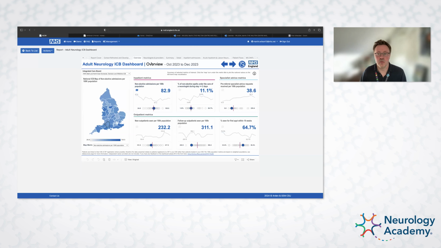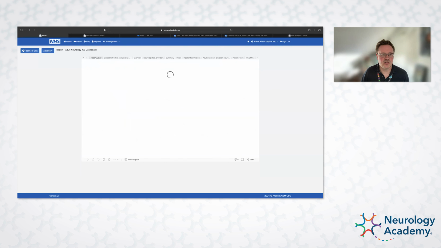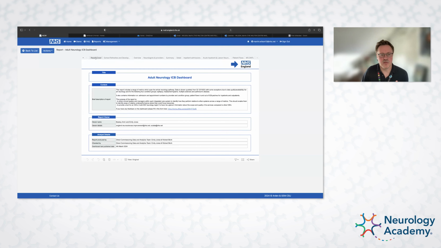So you land on this overview page, but just worth noting before that, there is a cover sheet which just gives a little bit about the ownership, purpose of the report, date it was last published and refreshed, and so on. There's also a link here to a survey form where you can give feedback about content or suggestions, and you'll see that actually on several different tabs. But that's something we do want people to feedback and give either ideas and suggestions or other feedback.